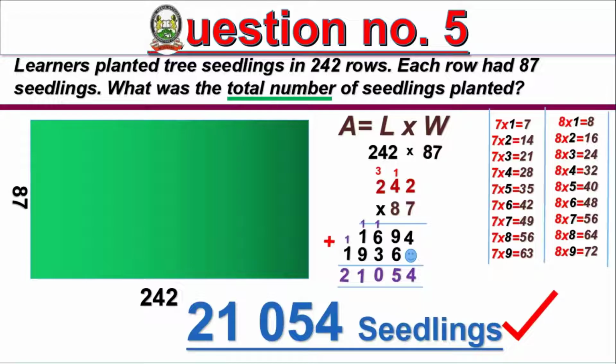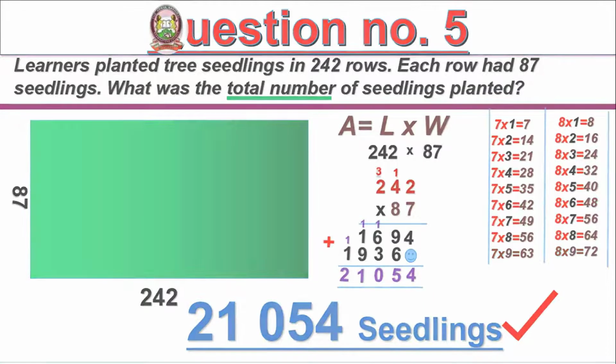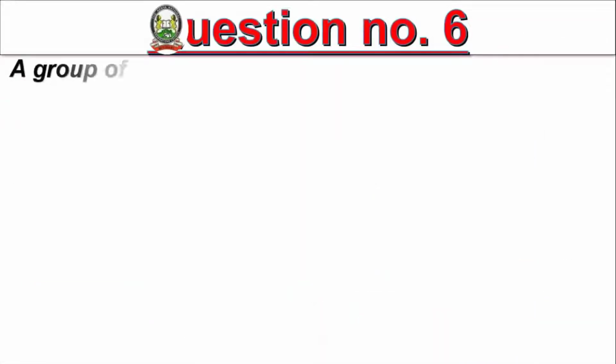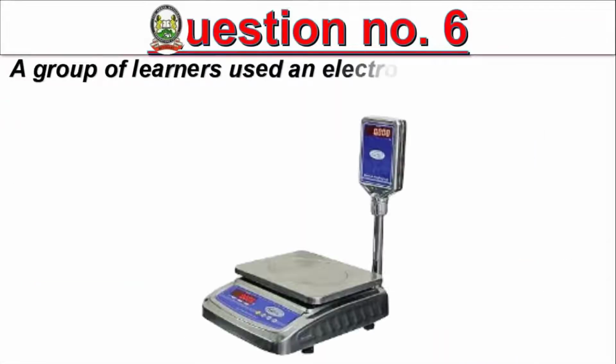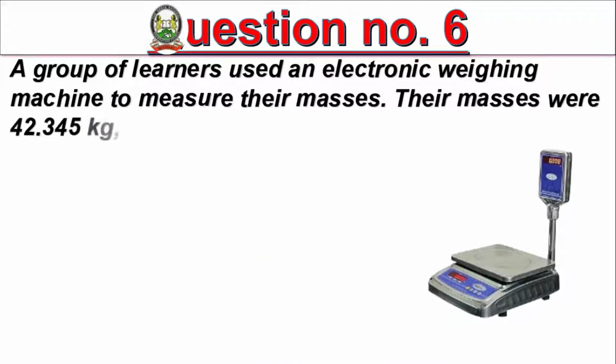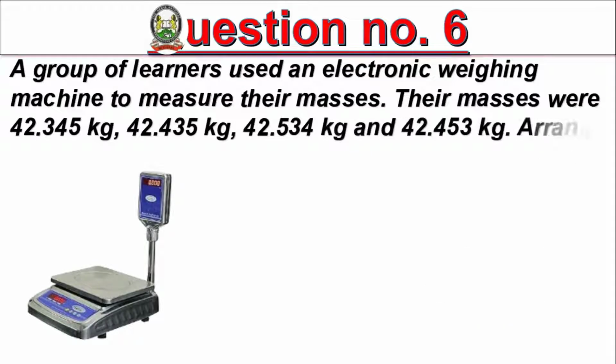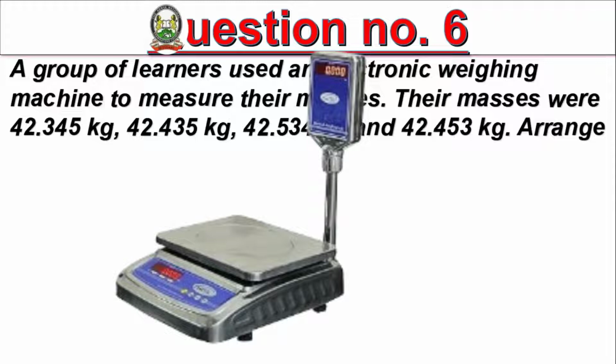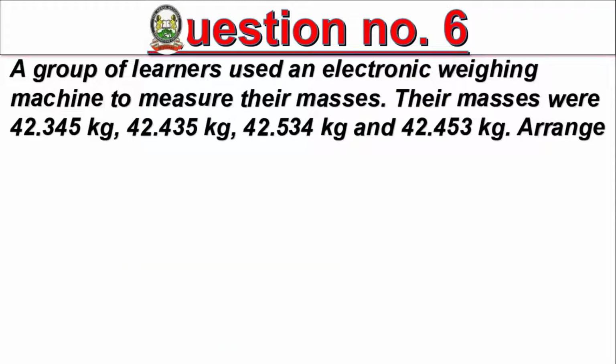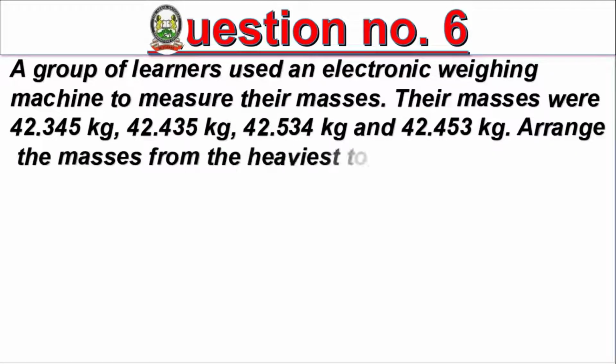Question number 6. Number 6 says, a group of learners used an electronic weighing machine to measure their masses. Their masses were 42.345 kg, 42.435 kg, 42.534 kg, and 42.453 kg. Arrange the masses from the heaviest to the lightest.